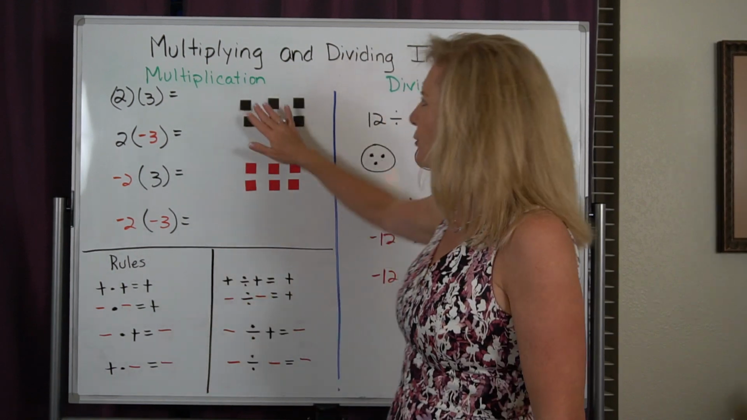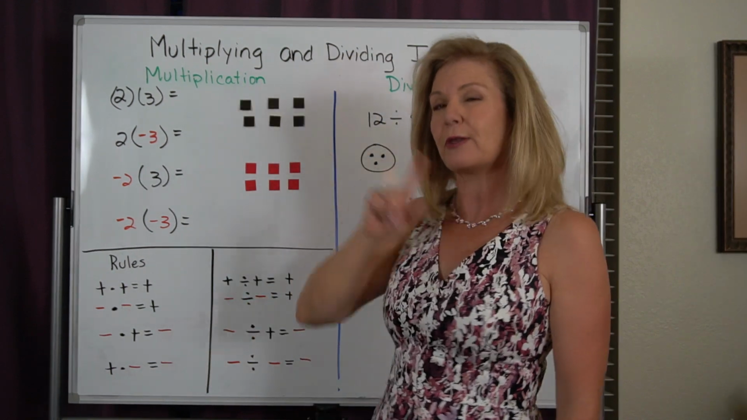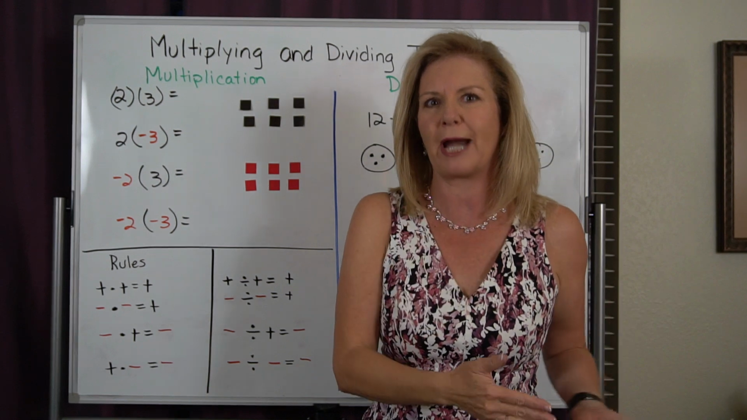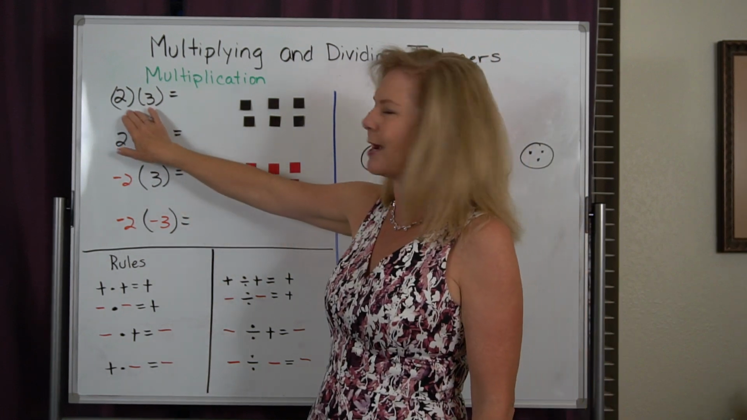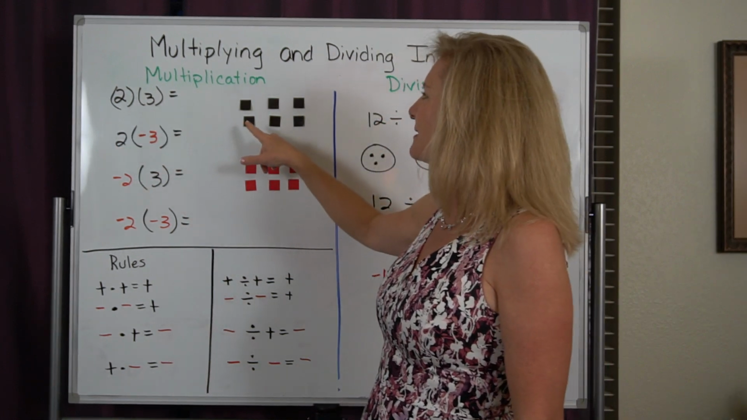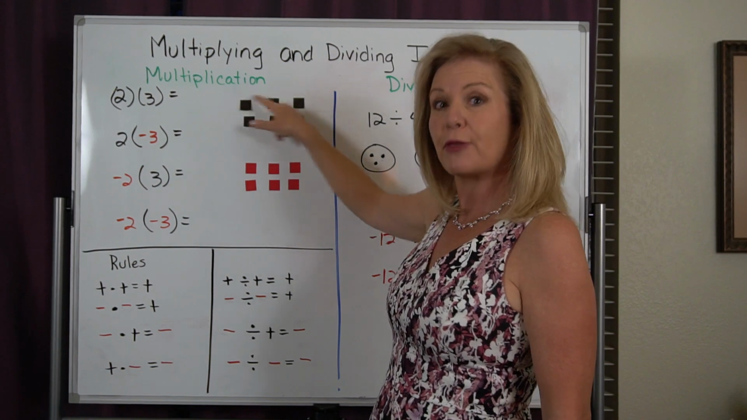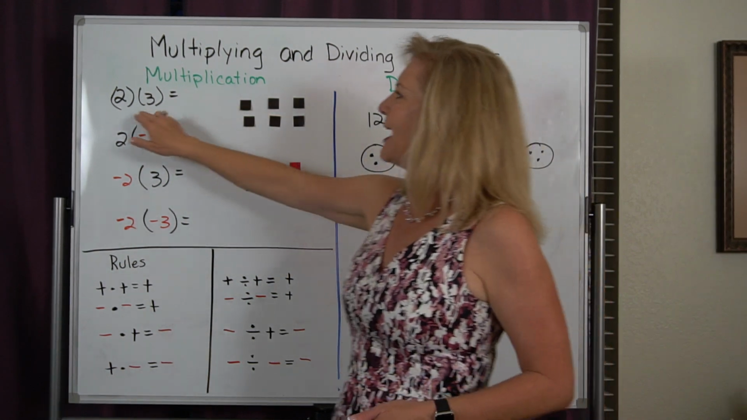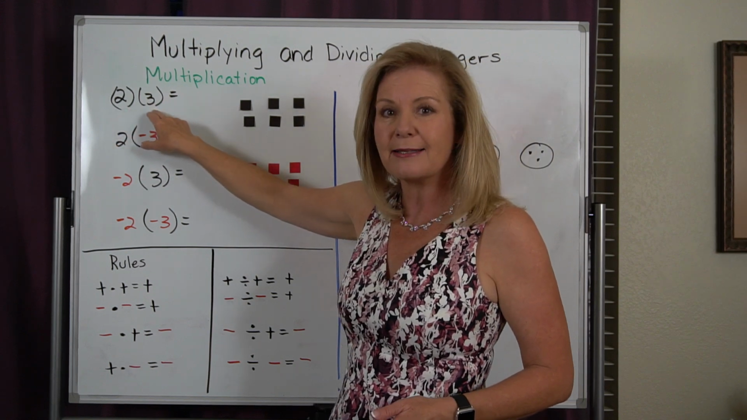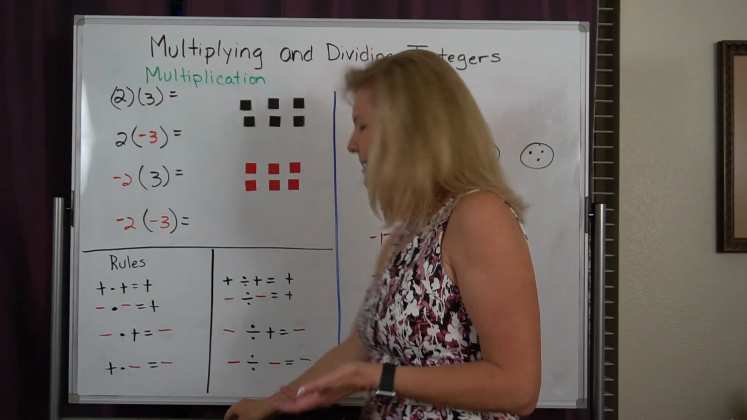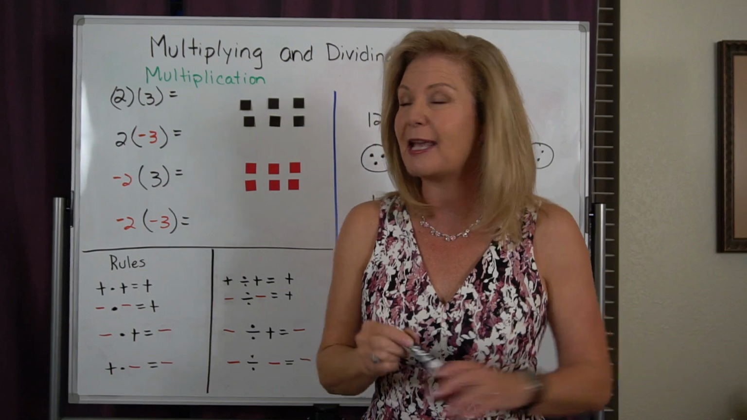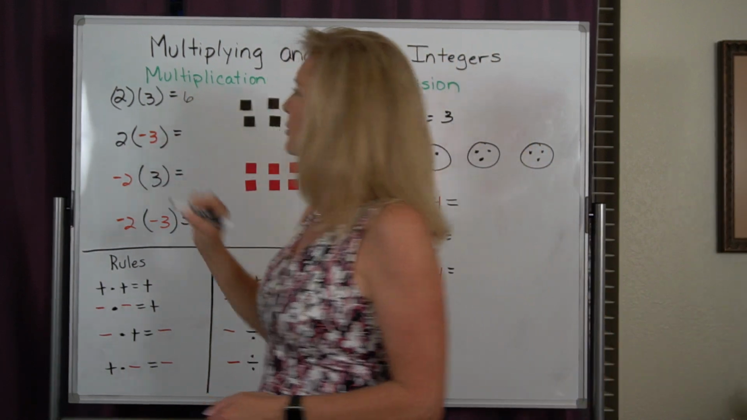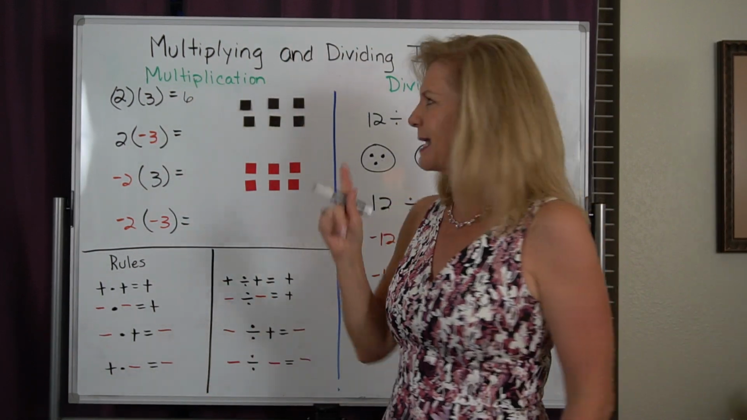Now, when we take a look at multiplication, we know that multiplication is shown by arrays. So if I have the problem 2 times 3, it means I have 2 groups of 3 things. Therefore, I have 6 things. Now, if I have a positive times a positive, my answer is always positive because I never take the opposite. So if I have 2 times 3, I know it's 6.